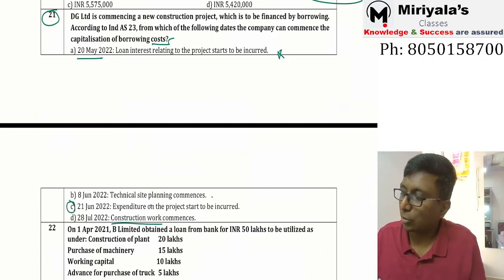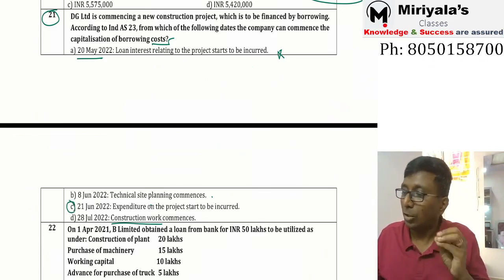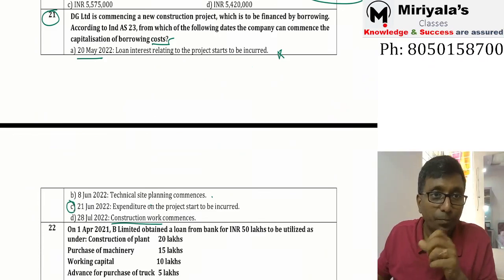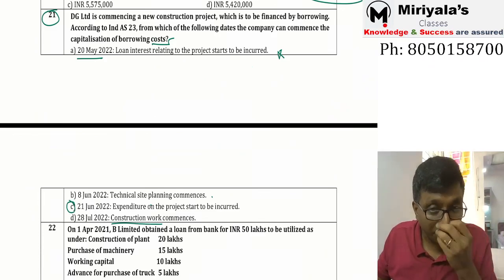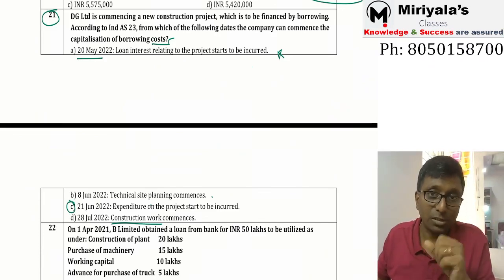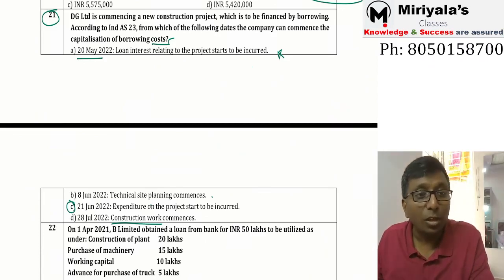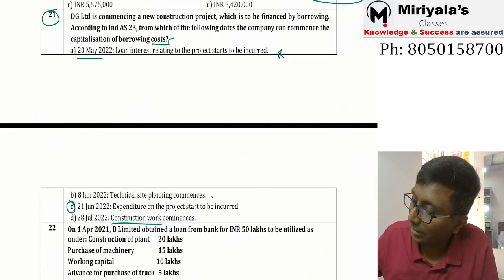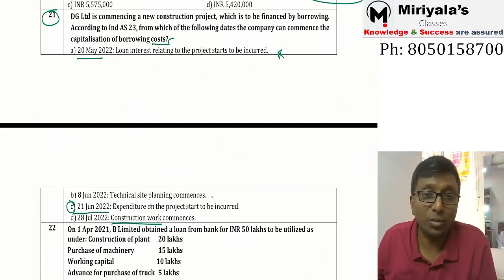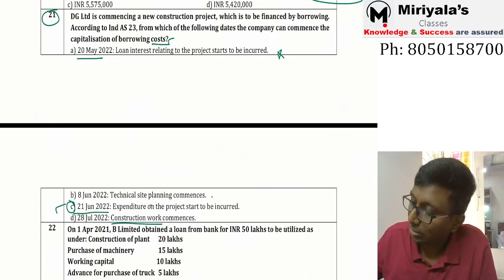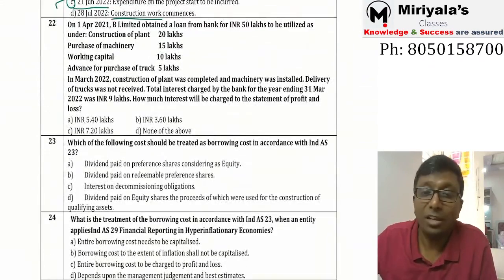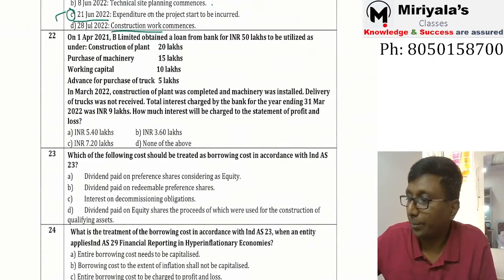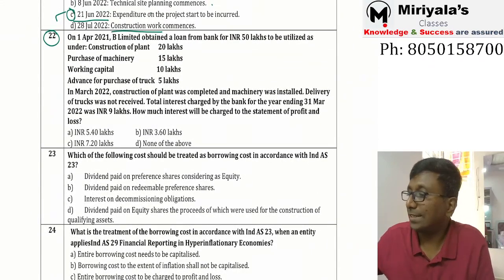So by 21st June, what is happening? You started paying the interest amount, your technical site planning means some activities already started progress, and you started spending on the asset actually. So by this date all three conditions have been satisfied. That's why this should be the date for starting the capitalization. Okay, right. Let's go to the 22nd sum.